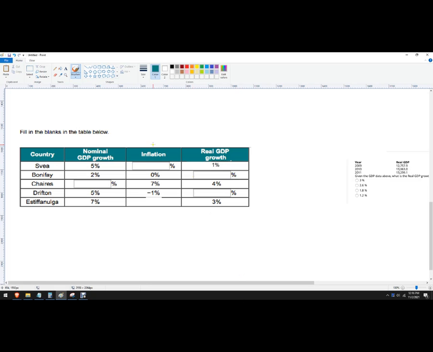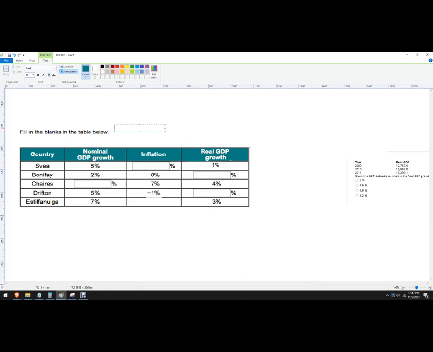Hello, let's do some fun with the Fisher equation. Okay, so the Fisher equation is quite useful. It is an equation that helps us to estimate real growth rates. So what it is: the real percent is equal to the nominal, nominal meaning without being adjusted to inflation, minus the inflation rate. So really, I'm just adjusting the nominal rate to inflation.